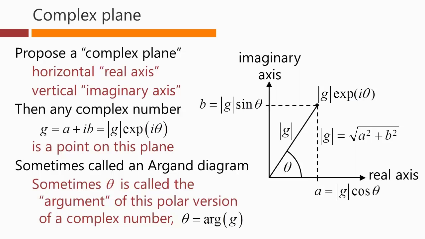Sometimes the theta here is called the argument of the complex number when it's written in this polar form. And sometimes people use this notation, theta is equal to the argument of g. Now, argument is used for many different purposes in mathematics, and this is just one of them. I will not myself probably use this notation very much, but you will come across that.